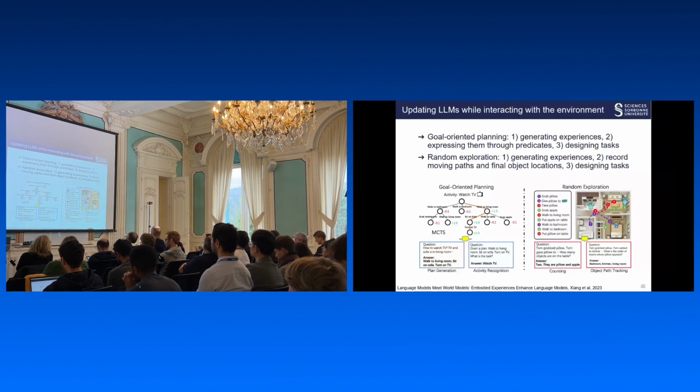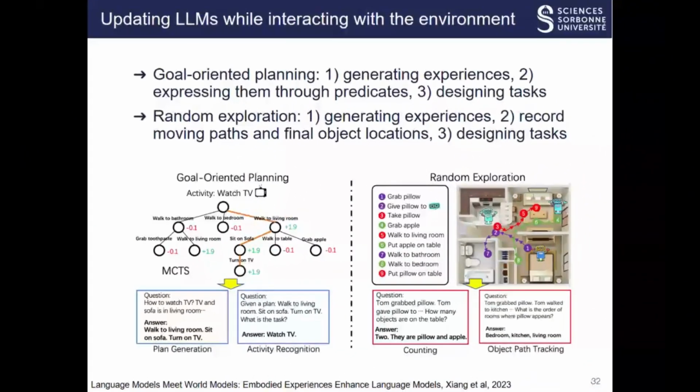And this is quite similar for the random exploration model. So you generate experiences within the environment. You record the moving path and the final object locations. And at the end, you design different tasks. So here, counting objects within a context and tracking the object path. And then also you can simulate and generate different data.